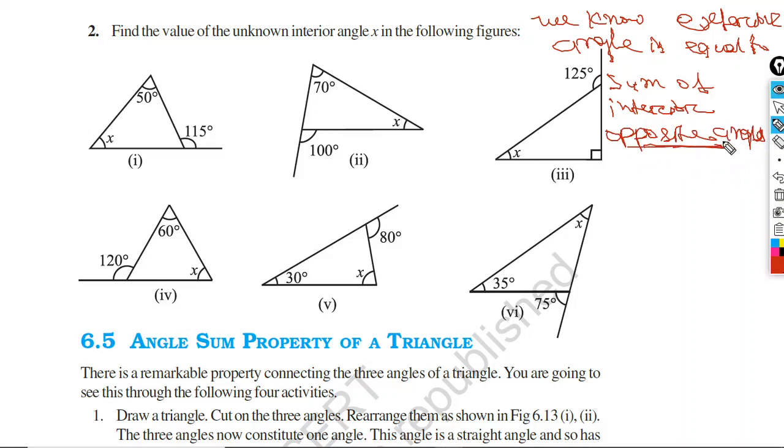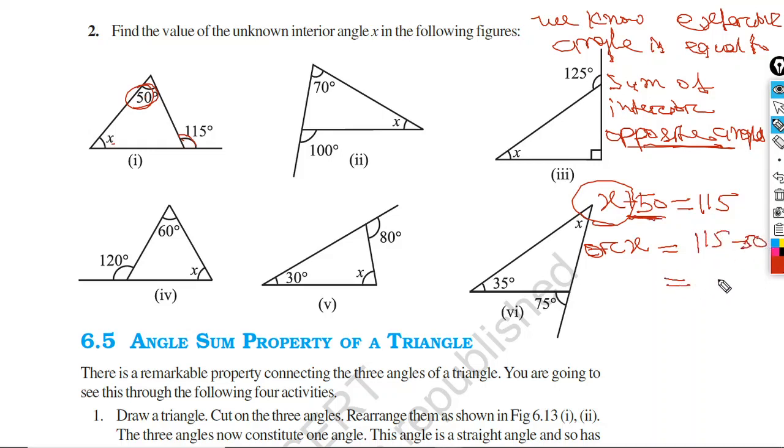Now here you can see X plus this 50 degrees will be equal to 115. X plus 50 will be equal to 115. Now X will be equal to, just transpose this 50 to the RHS, 115 minus 50, which will be equal to 65 degrees. So X equals 65 degrees in this case.